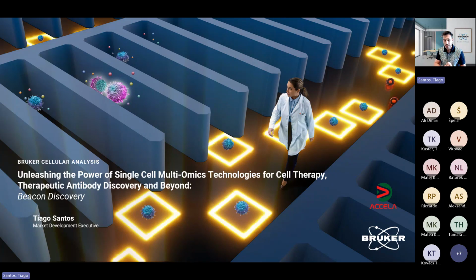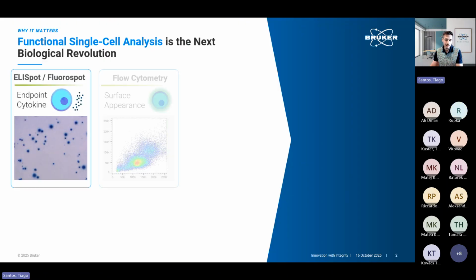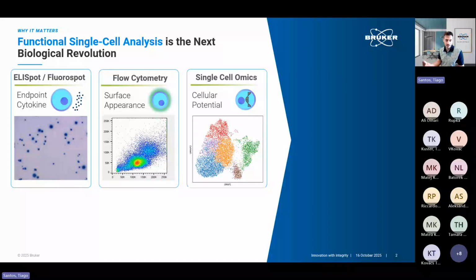So yeah, I'm Tiago, part of the market development team at Bruker, actually Bruker Cellular Analysis. Today I'm going to talk to you about a technology that is trying to unleash the power of live single cell analysis in many different areas: immune cell profiling, cell therapy development, antibody discovery, and so on. If we look at the current technologies available, what Beacon is trying to do is really revolutionize the way that we look at functional screening of live single cells.